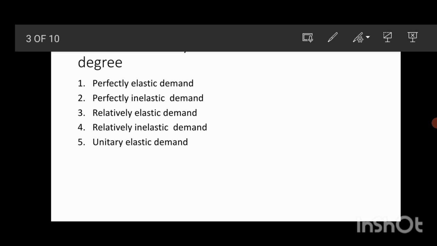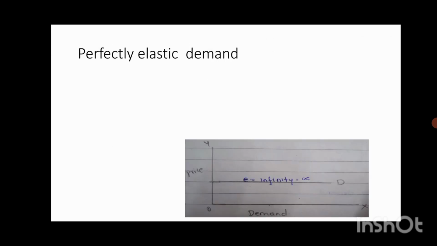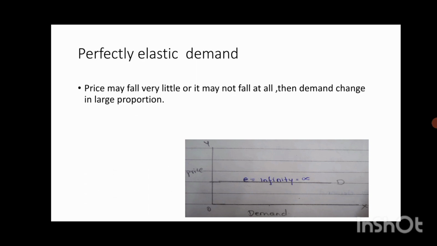So there are different kinds or types of price elasticity of demand. First is perfectly elastic demand, then perfectly inelastic demand, relatively elastic, relatively inelastic, and unitary elastic demand. Now, what is perfectly elastic demand? We will see. Price may fall very little or it may not fall at all.